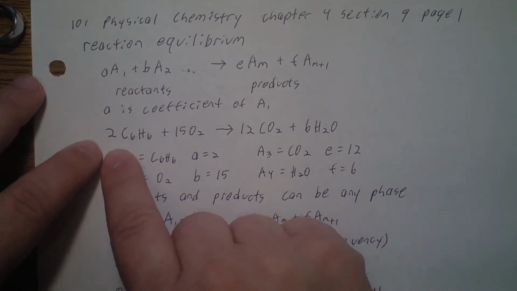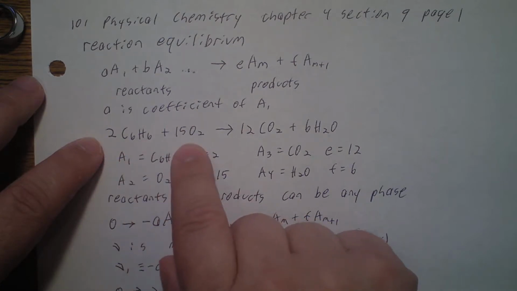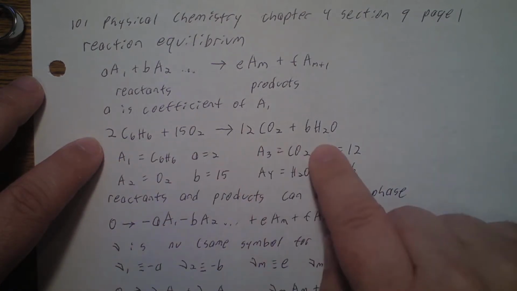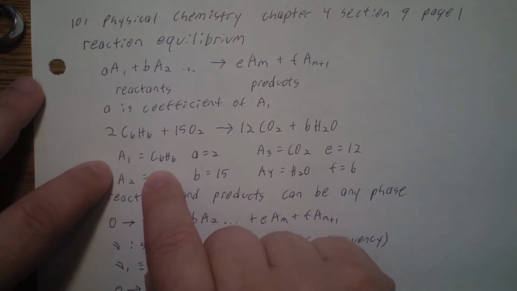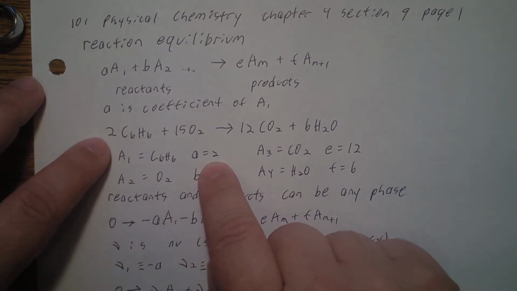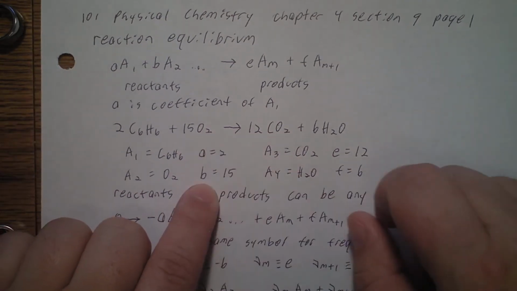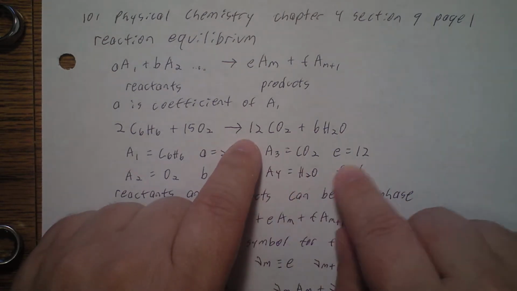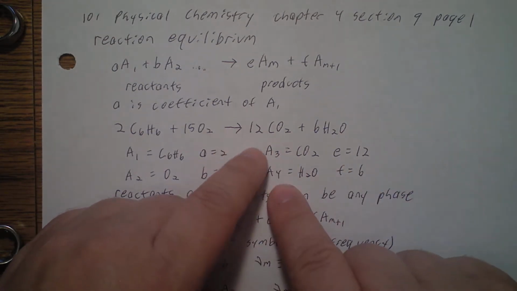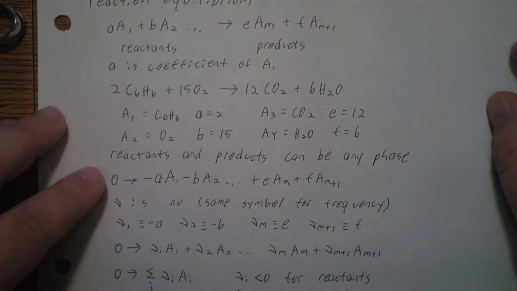So as an example, let's say, what is this? 2 C6H6 plus 15 O2 going to 12 CO2 and 6 H2O. So our A1 is the C6H6, and the lowercase a is 2. A2 is oxygen, and the b is 15. A3 is carbon dioxide, and the e is 12. And then A4 is the H2O, and f is 6.